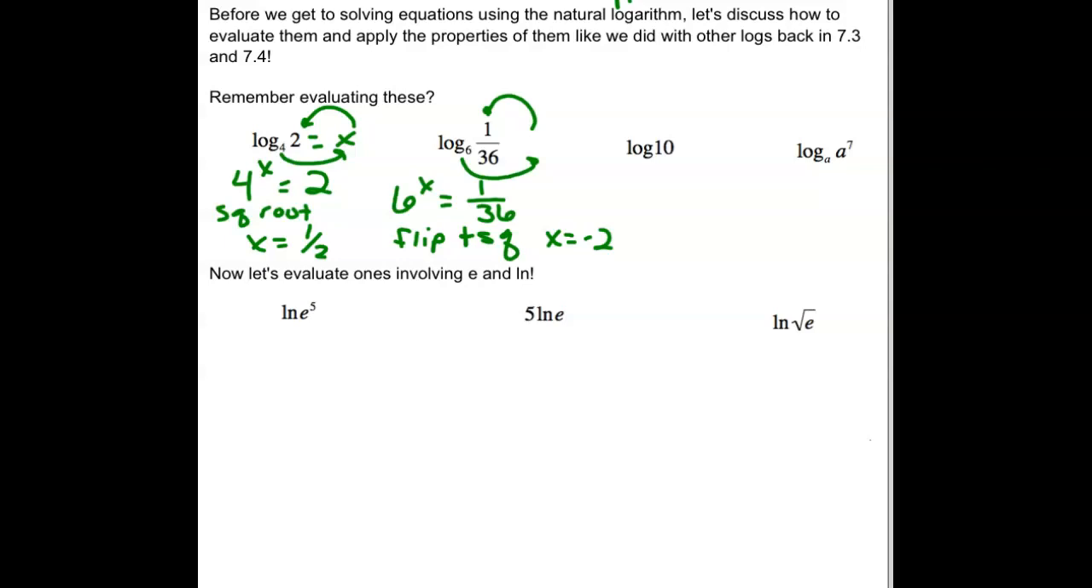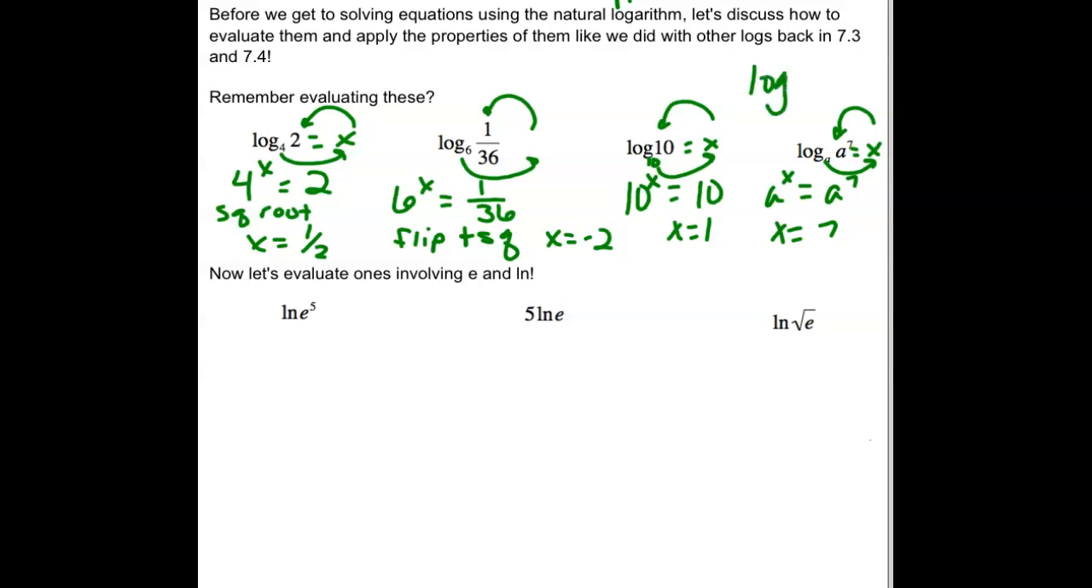Our third example, we have the common log of 10. Since there's no little base, it implies a base 10. So 10 to what power should get us a 10? And so x would have to just be a 1 here. And then we had the expression a to some power should get us a to the 7th. When our bases are the same, our powers have to match, so x would have to be 7. And this last property really just says if you take the log base a of a to a power, these are going to drop out. Your answer is just the power.